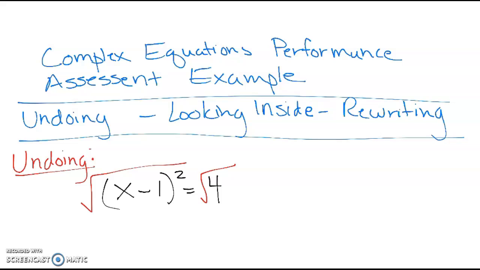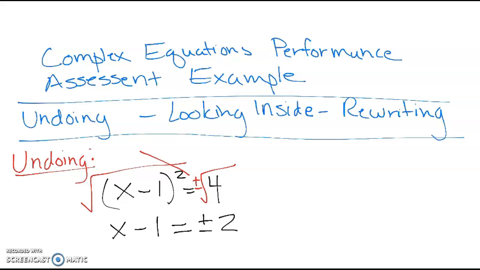And remember, when I do that, I need to put a plus or minus in front of my square root. Then this square root undoes the square. So on the left side, I'm left with x minus 1 equals 2. And then on the right, I have plus or minus, and I know the square root of 4 is 2.